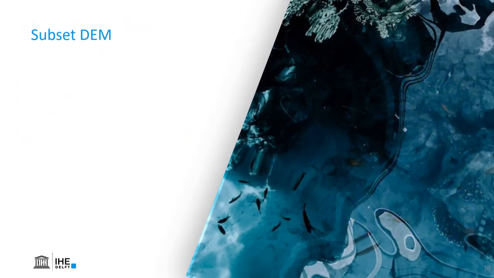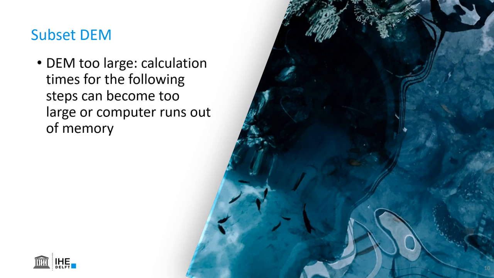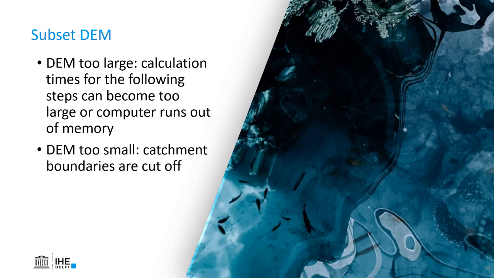The next step is to subset the DEM. Subsetting is a technical term for clipping. Remember that in the previous steps we mosaic the different tiles, but our study area is often not covering the whole mosaic, but only part of it. The consequence is that if we keep all the pixels of the mosaic in the calculations, the calculation times will be too long, and sometimes even your computer will run out of memory. So it's better to subset the area to your study area.